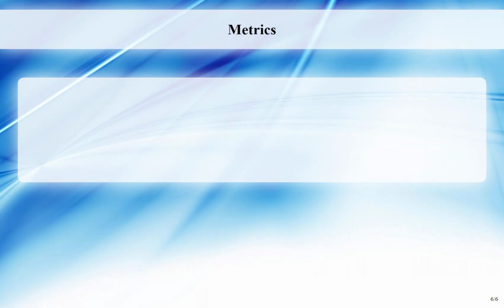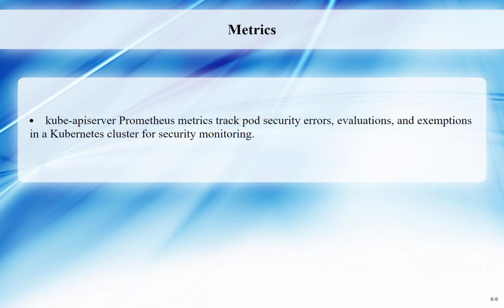Metrics. The kube-apiserver Prometheus metrics related to pod security include pod_security_errors_total for errors preventing normal evaluation, pod_security_evaluations_total for policy evaluations excluding ignored or exempt requests, and pod_security_exemptions_total for exempt requests excluding ignored or out-of-scope requests. These metrics provide insight into the security status and enforcement within a Kubernetes cluster.